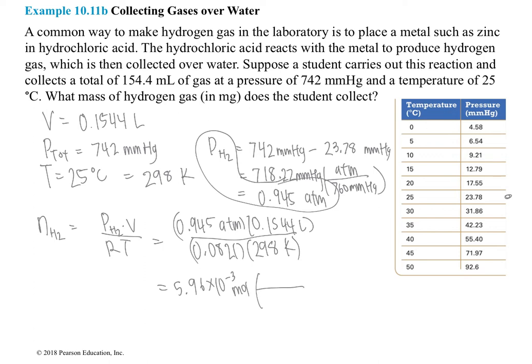Converting that into milligrams, I'm going to first go to grams. The molar mass of hydrogen is 2.02 grams per mole, multiplied by 1,000 milligrams in 1 gram. That gives me 11.9 milligrams of hydrogen were collected.